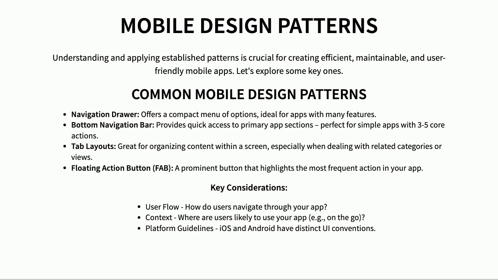We've got some common ones: the navigation drawer, which is fantastic when you have a lot of options, the bottom navigation bar, great for quick access to core features, tab layouts, perfect for organizing related content, and floating action buttons, those eye-catching buttons that highlight what users are most likely doing. It's important to think about how people will use your app, their flow through it, where they'll be using it, and of course sticking to the platform guidelines for iOS and Android.